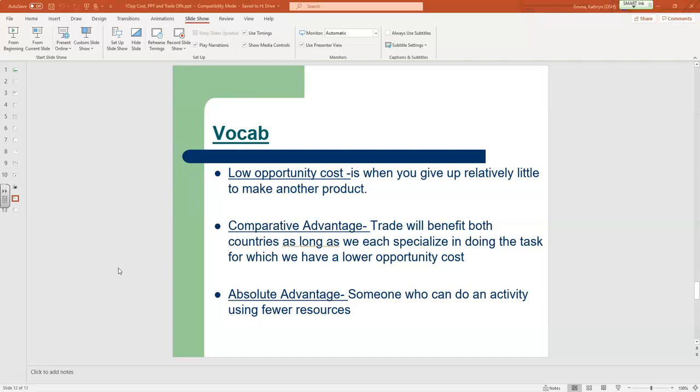Absolute advantage is just who can do it better. Someone who can do an activity using few resources, right? They're doing it the best.